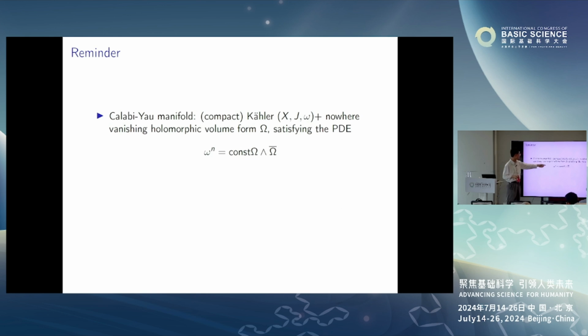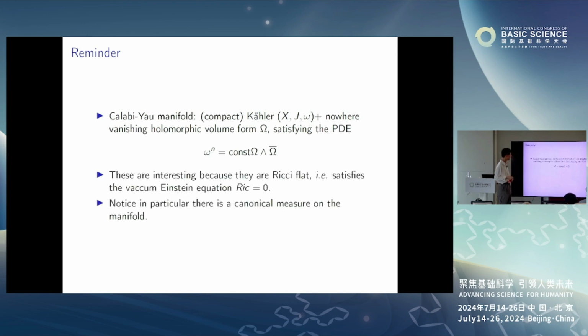So omega is the so-called Kähler form. It's a type (1,1) form compatible with the complex structure. And this data determines a Riemannian metric. And the main point is that if this equation is satisfied, then the Ricci curvature of that Riemannian metric is going to be 0. So that means the vacuum Einstein equation is solved.